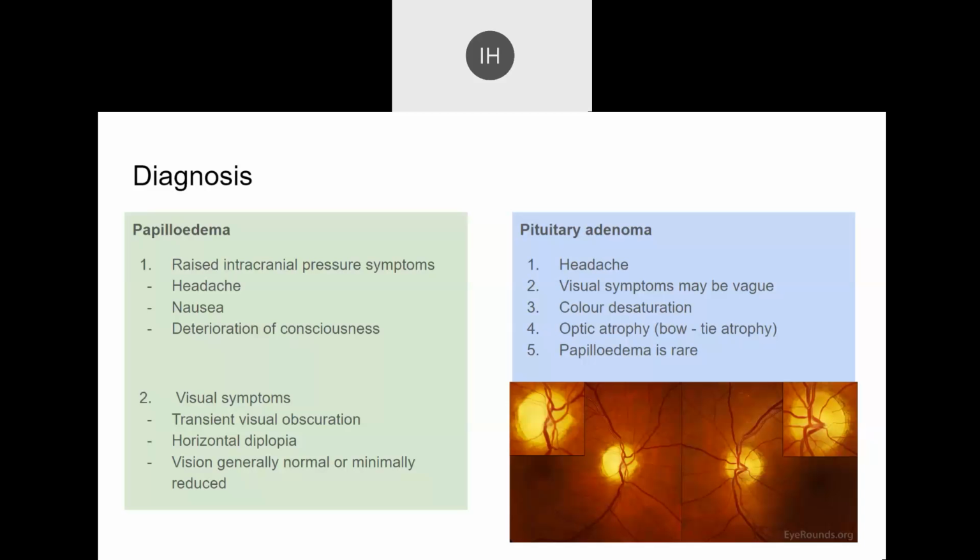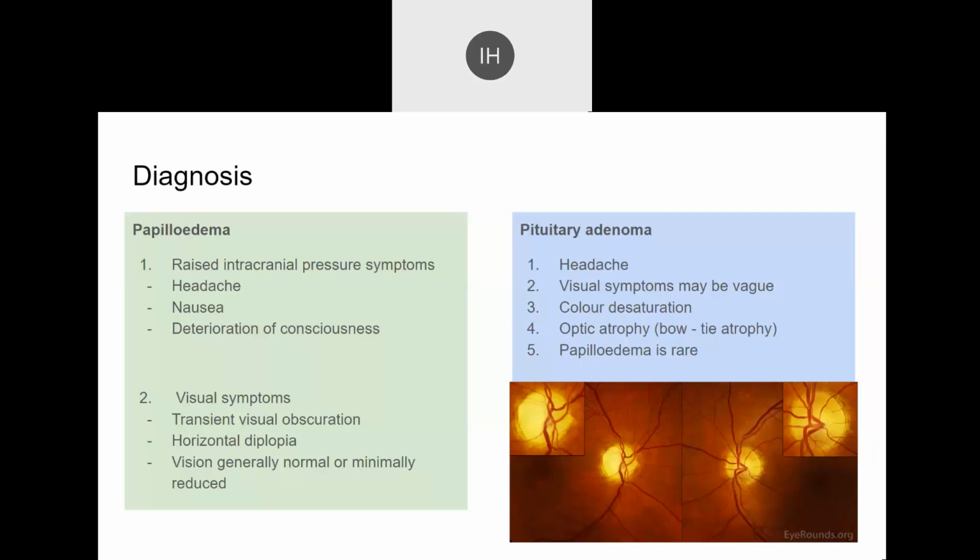From what I've read, bow tie atrophy is a very specific sign, and from bow tie atrophy, we can know there is a lesion on the optic chiasm. And then lastly, in the case of pituitary adenoma, papilloedema is rare, but it can still happen.